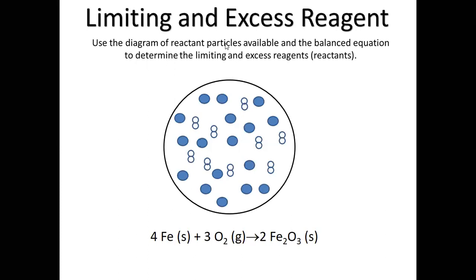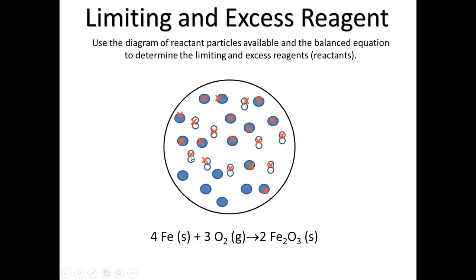Well, let's start crossing them out in the correct ratio. What we're going to see is 1, 2, 3, 4 iron because the coefficient is 4. We'll take away 3 oxygen because the coefficient for oxygen is 3. 1, 2, 3. 4 iron. 1, 2, 3, 4. Takes away 3 oxygen. 1, 2, 3. 4 iron. 1, 2, 3, 4. We don't have enough oxygen to continue onward. Oh, we do. We still have 3. 1, 2, 3. We've now run out of oxygen.